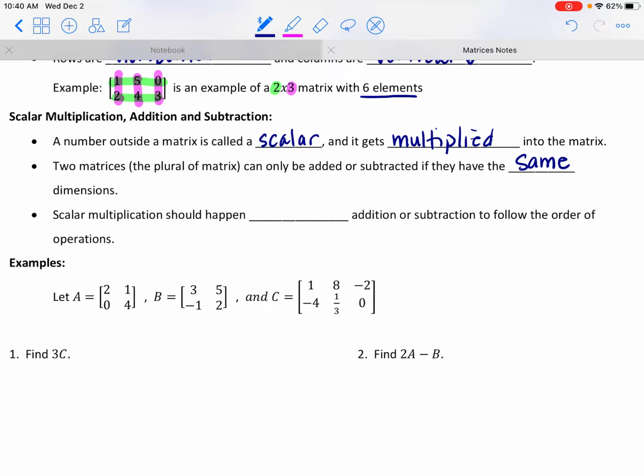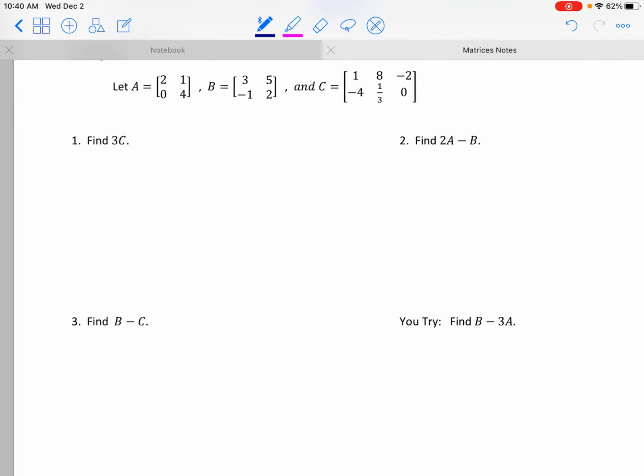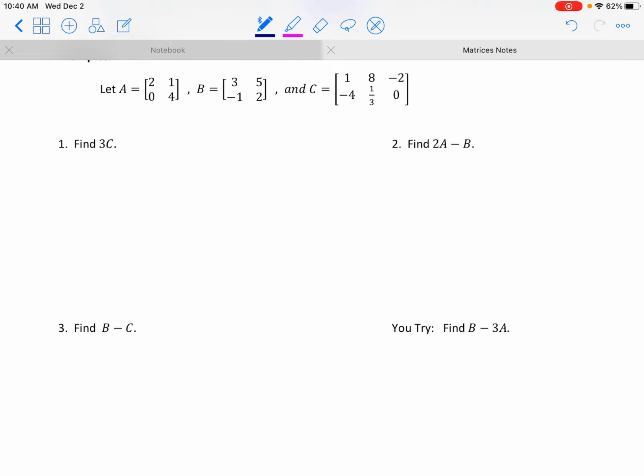And if there is multiplication and addition or subtraction within a problem, we follow our order of operations where the multiplication would have to happen before any addition or subtraction. Okay, so some pretty basic operations here. So we've got matrix A, B, and C. The first one just says to find 3C.